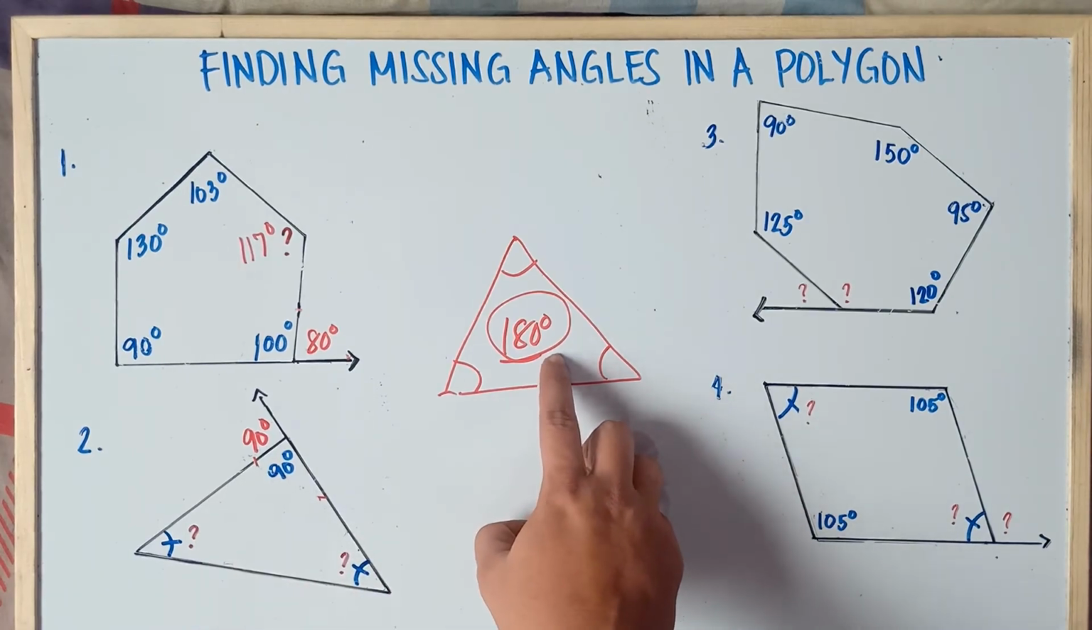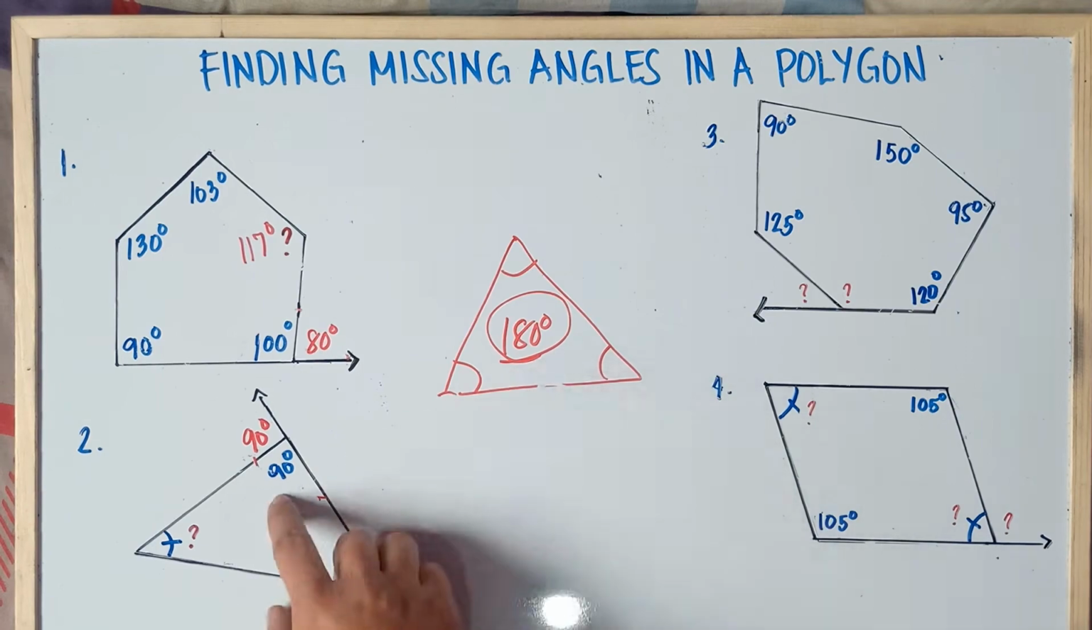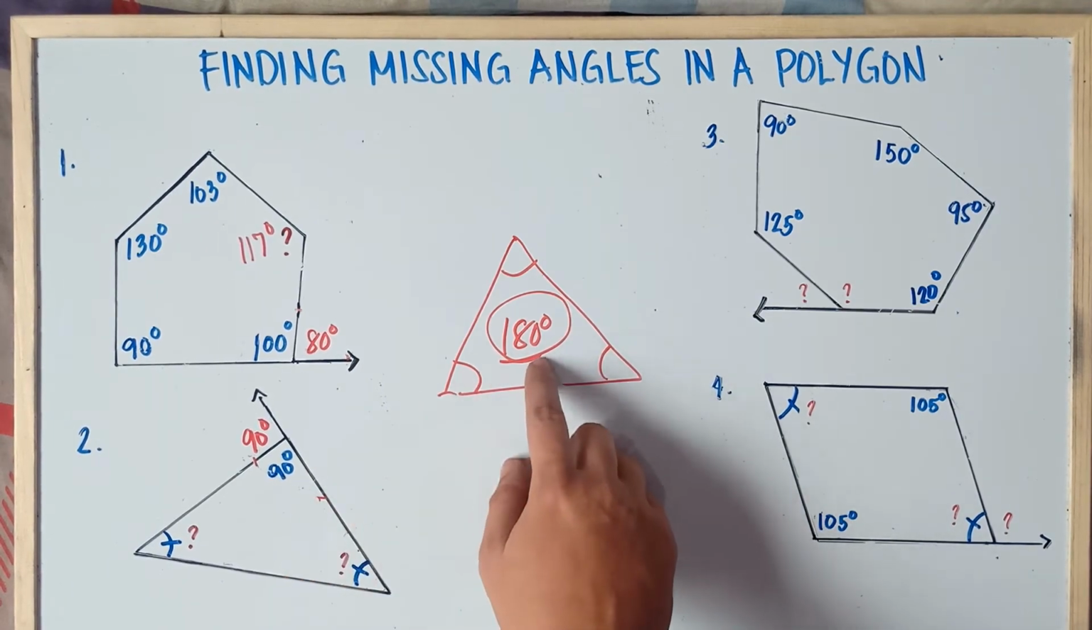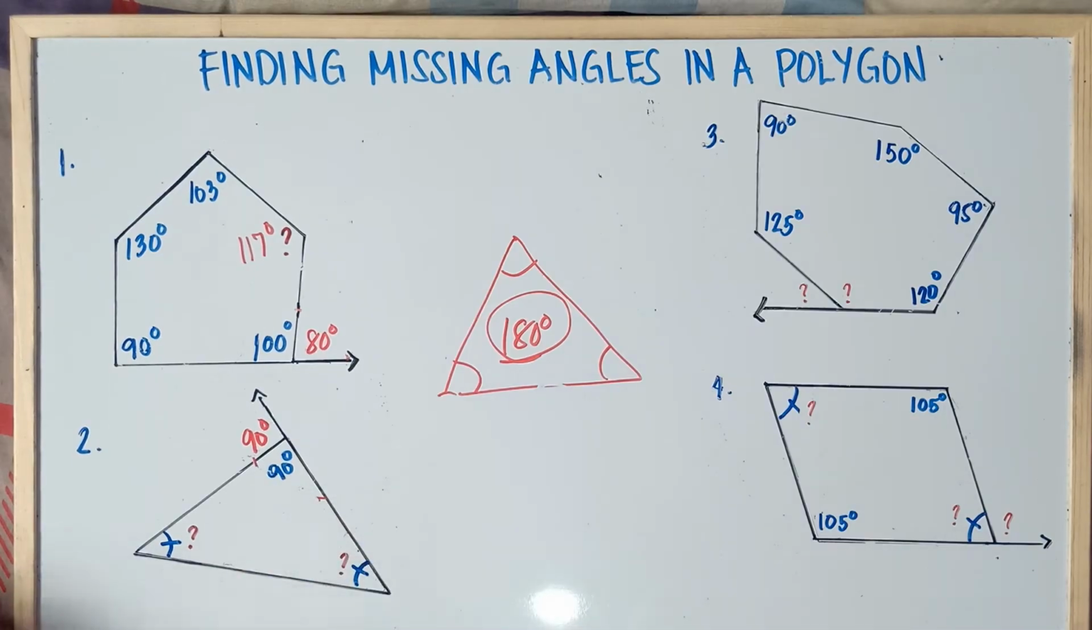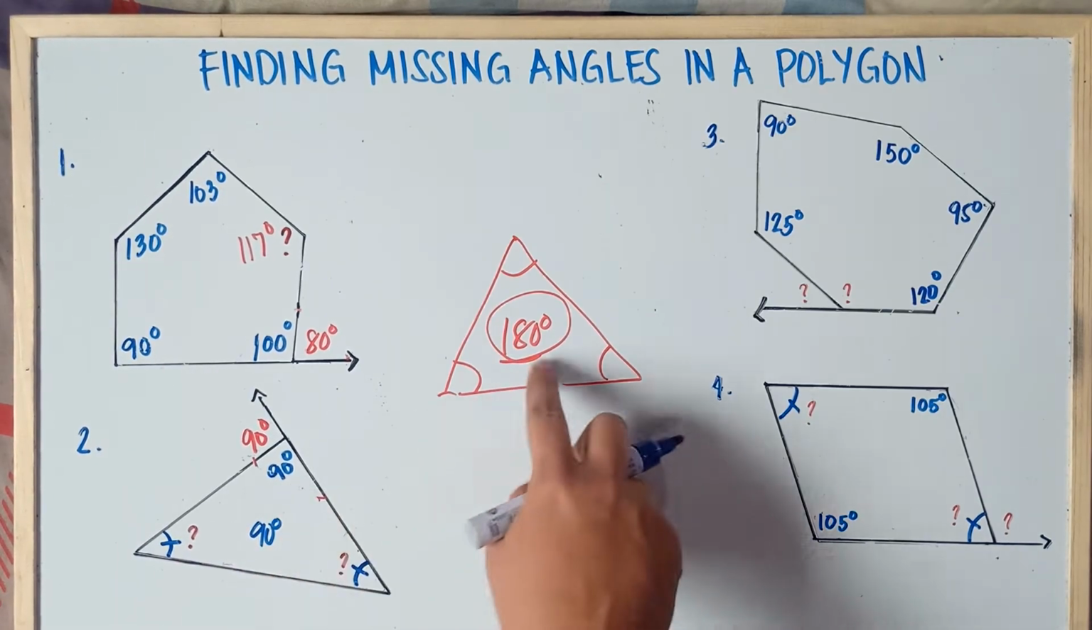So therefore, we can simply subtract 90 from 180. So 180 minus 90, that would be 90, right? Therefore, the sum of these 2 angles should be 90 degrees, because 90 plus 90 is 180.